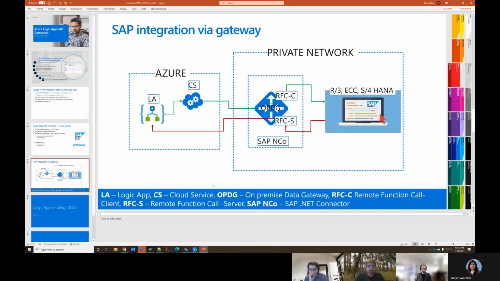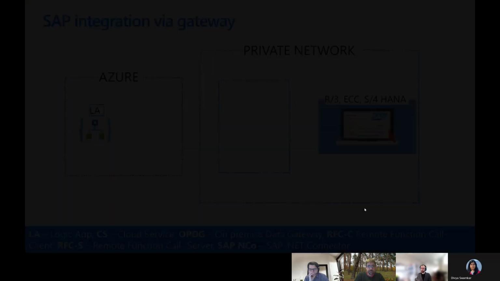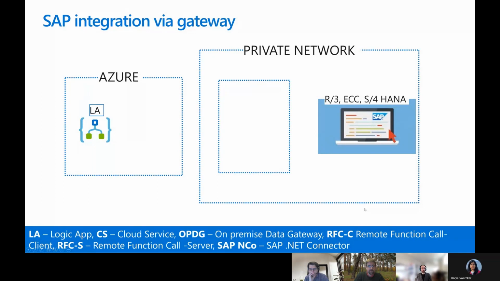Yes. Thank you, Holger. Let me switch to presentation here. So to explain a little bit how the integration happens between Logic App, the service in Azure, and your SAP system, which by the way may be the traditional ECC or the more recent S/4HANA, typically those systems are in a private network, so you need to establish a link between those two.